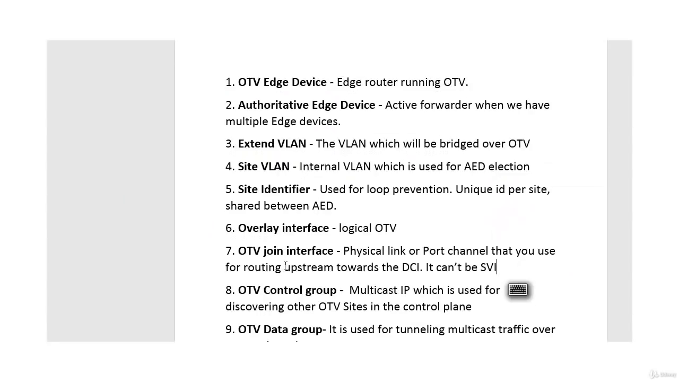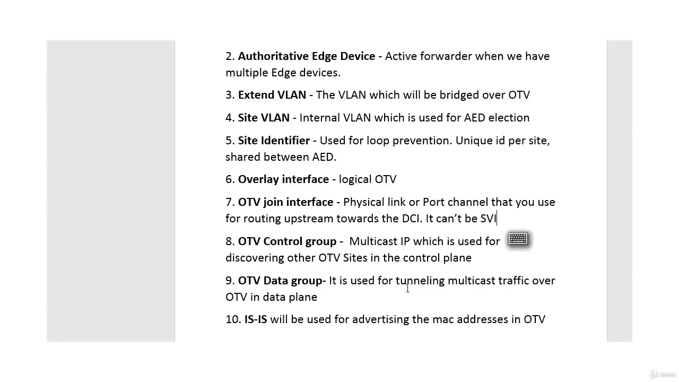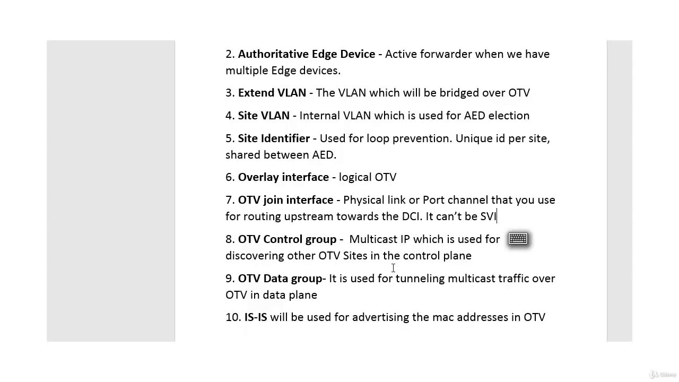Then there's the OTV control group. It's basically a multicast IP which is used for discovering the OTV sites in the control plane. The IP address should not be from the SSM multicast group, that is source specific multicast, which is 232.0.0.0/8. You should not use that range, but other IPs can be used. It has to be the same on both ends.